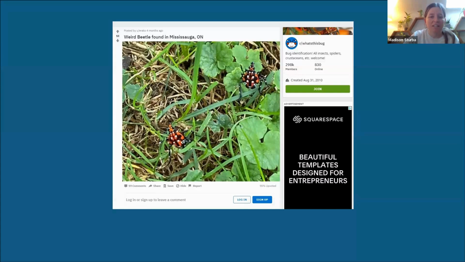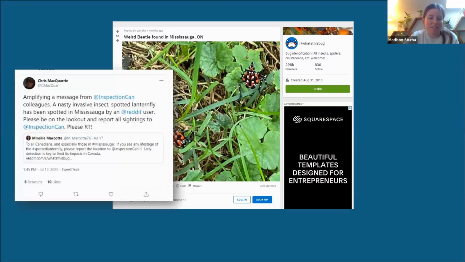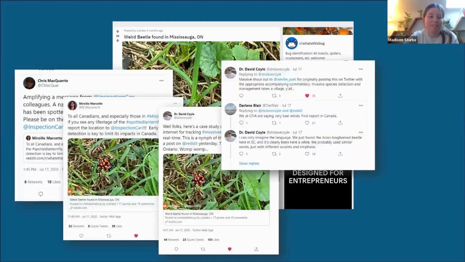Another quick example is spotted lanternfly, which is an invasive insect that I've talked about briefly before. It's not currently found here in Ontario. This insect really likes fruits and grapes and could really impact the agricultural sector here in Ontario and in Canada in general. Someone posted this picture online with the caption, "Weird beetle found in Mississauga." And people immediately recognized this as spotted lanternfly. There was a lot of activity online with people sharing this post, to the point where government officials started to see what was going on and started to make plans to act.